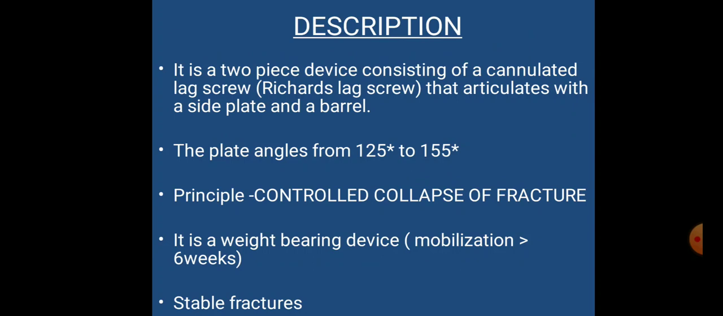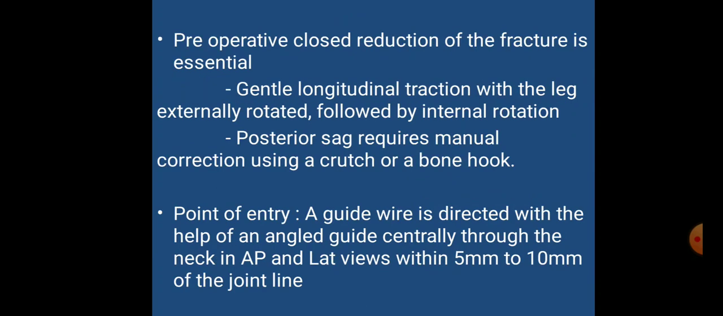It's a weight bearing device. You should mobilize the patient only after 6 weeks, and it's only limited. This device also has a limitation, that is you can use it only for stable fractures. Before applying the dynamic compression class, we should first do a pre-operative assessment. That is, pre-operative closed reduction of the fracture is essential. We should give a gentle longitudinal traction, then externally rotate the limb, followed by internal rotation. The posterior sag requires manual correction using a crutch or a bone hook.